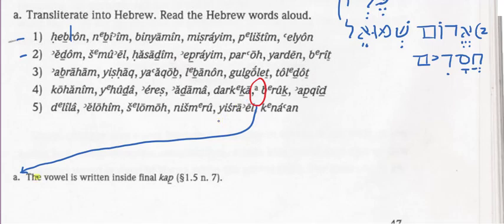Here it's using the letter A, and then what information that was. So what this is just saying is that the vowel is written inside a final kaf. So if you look at this example, and I didn't ask you to do this, but some people are a little eager and they do extra assignments. I want to make sure you understand this.